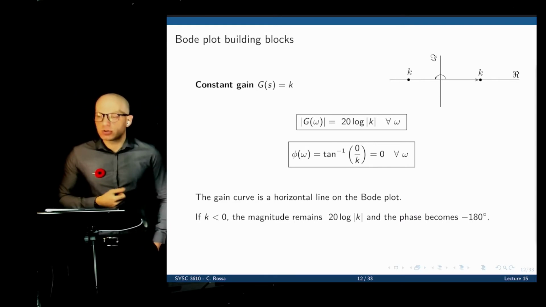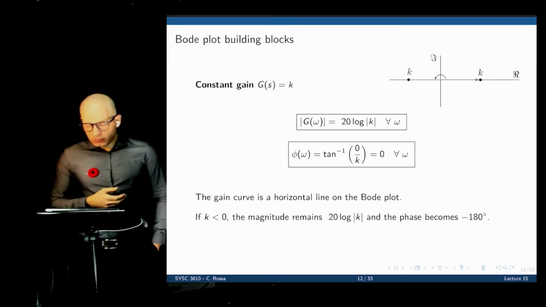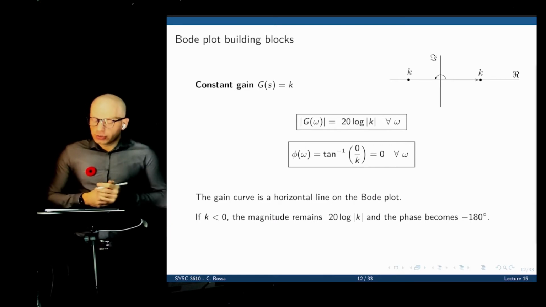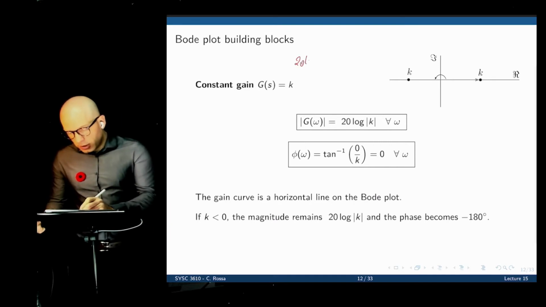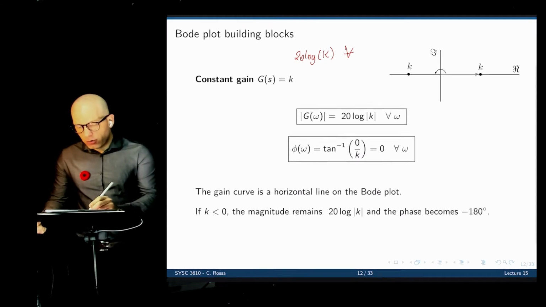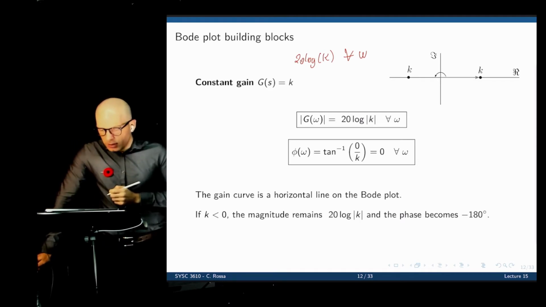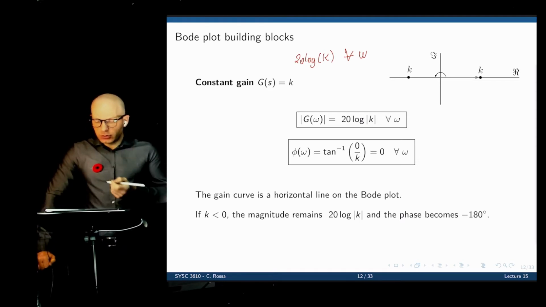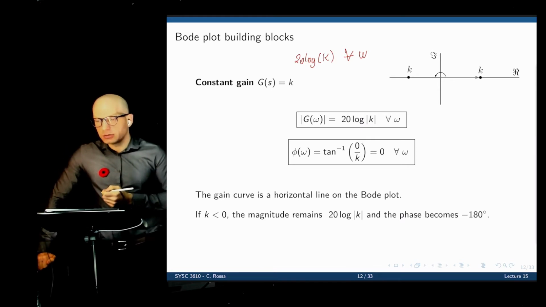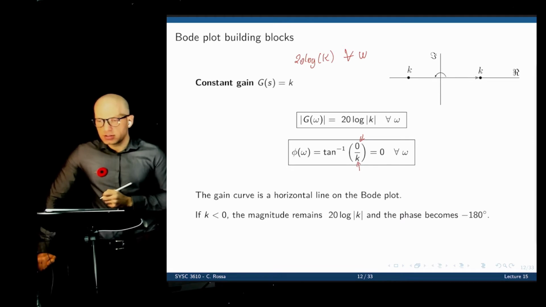The simplest one is a constant gain. Constant gain means that the transfer function is simply G(s) = K. To find the magnitude, that's easy. It's just 20 log of K. And you notice that this is the same for all frequencies. It's frequency independent. To find the phase, we can do the inverse tangent of the imaginary part divided by the real part. The imaginary part is 0, the real part is K, and this is 0. So the phase is always 0.